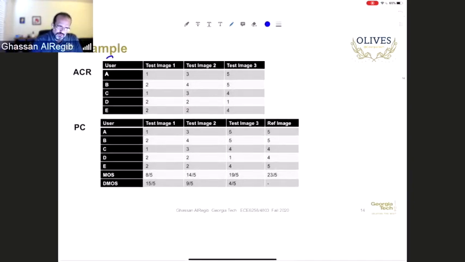So we have 5 users, A through E, and we have 3 test images. For user A, we show the first image. The score is 1. The scale is 1 out of 5. We show the user test image 2. He or she scores 3, and so on. And test image 3, the score is 5. And then we do the same thing for the second user, and so on.